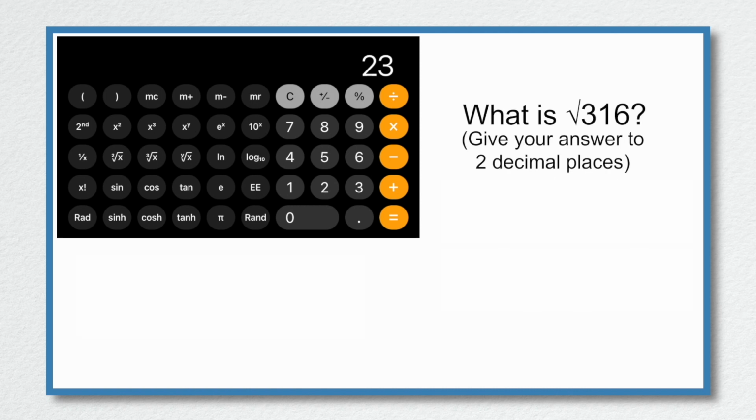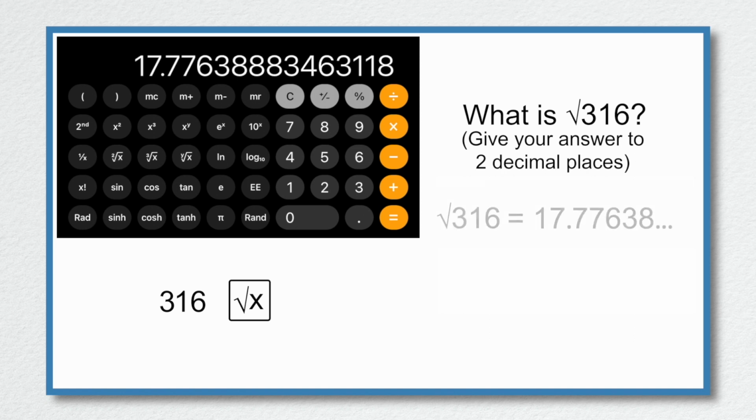With this question, what is the square root of 316? Give your answer to 2 decimal places. Well, first of all, let's clear the previous calculation. Type in 316, press the square root button, and we get the answer 17.77638 and so on. I have done previous videos on this kind of work, and so the answer is 17.78 to 2 decimal places.